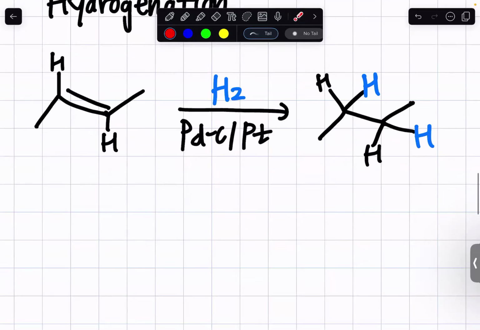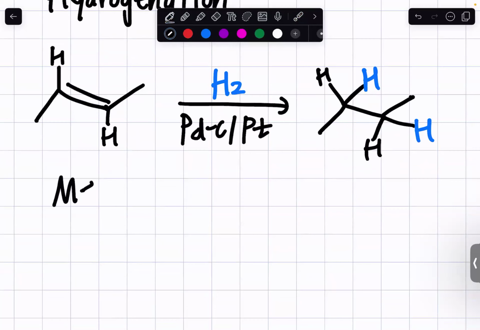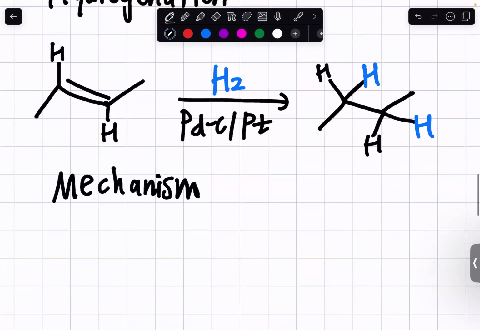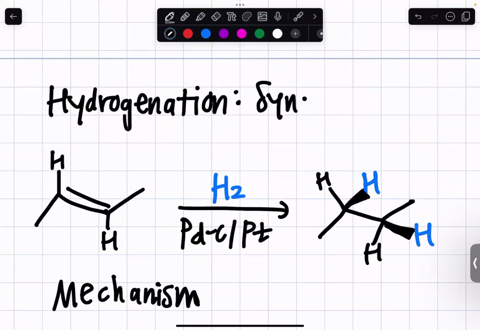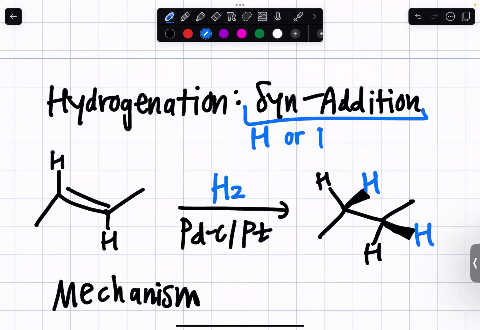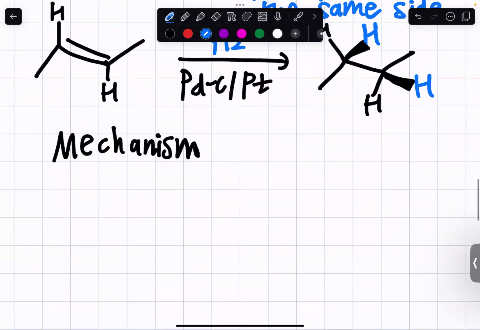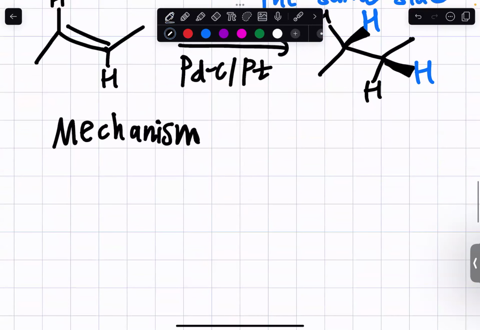Where the mechanism, you don't really need to know this, but it goes something like this. It's good to know that they are syn addition though, like they add on the same side. So if this was a wedge, then this would also have to be a wedge because this mechanism does syn addition. And this means that the hydrogen or deuterium, which you might see, adds on the same side. So if one adds as a wedge, the other one would also have to be a wedge.